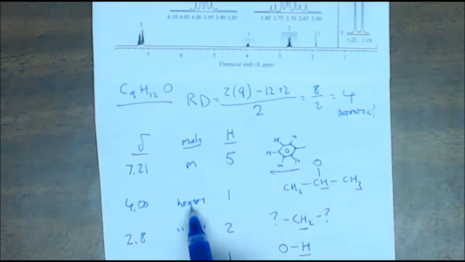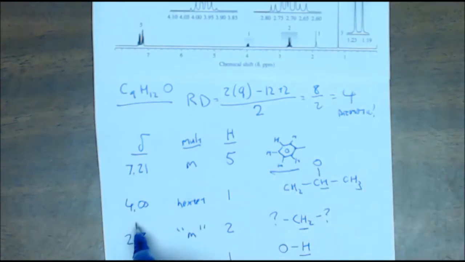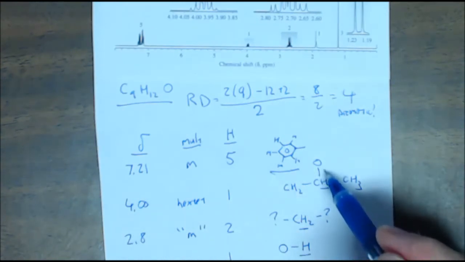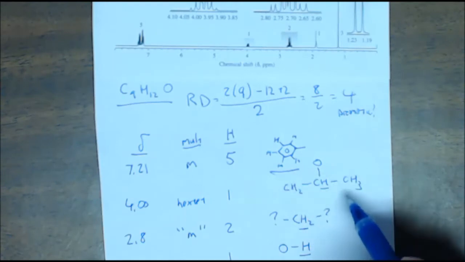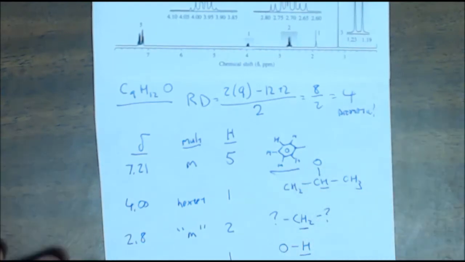It's a hextet. And what that's going to tell me is that I've got a CH with the CH2, a CH3 next to it, and because it shows up at 4, I've got an oxygen attached to it as well. Right? If you look at this and you count the number of carbons, this pretty much tells us what the rest of the structure is. But I do want to explain something else that comes up here, and that's what happens at 2.8.